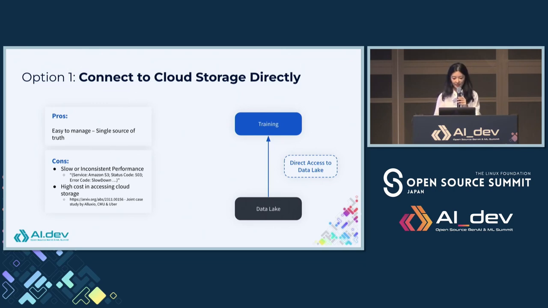So it accesses the data lake directly, but it has a lot of concerns or cons here. Talking about the data lake, you're usually using Amazon S3 kind of object storage, and there are slow, inconsistent performance problems shown by the 503 kind of code. And also, when you do this intensively, you can incur a large amount of operations or API costs.